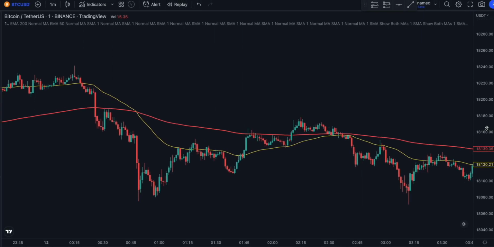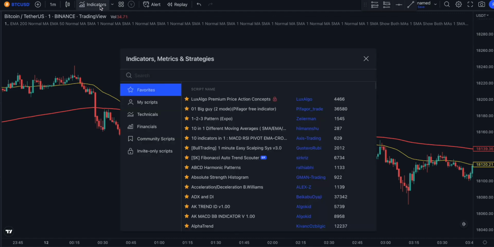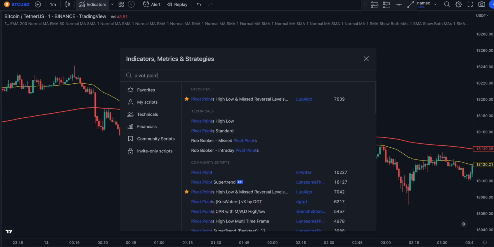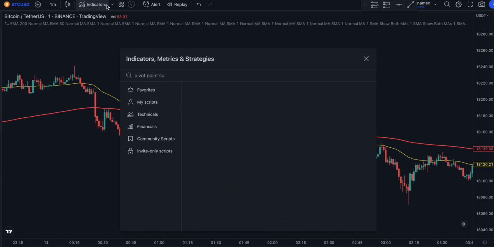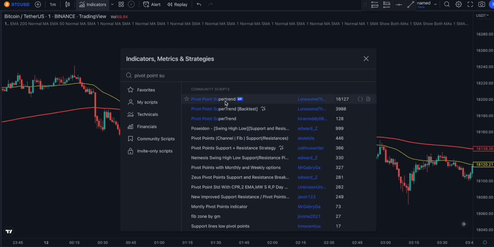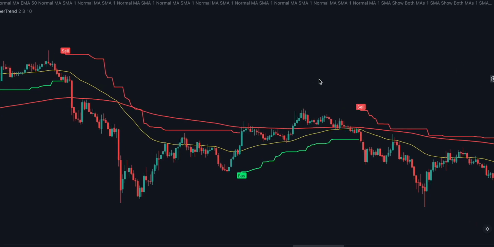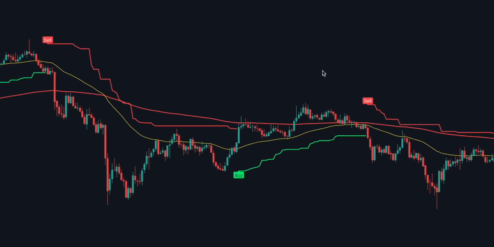Okay, since we have learned how to identify trends in the market, let's apply the next indicator to the chart. Click on the Indicators menu and in the Search tab type Pivot Point Supertrend. The one that you're looking for is this one created by Lonesome the Blue. Keep the settings of this tool on default. We will use the Pivot Point Supertrend as the first confirmation indicator in our strategy. Based on these buy and sell signals, we will place orders if the rest of the conditions are met.